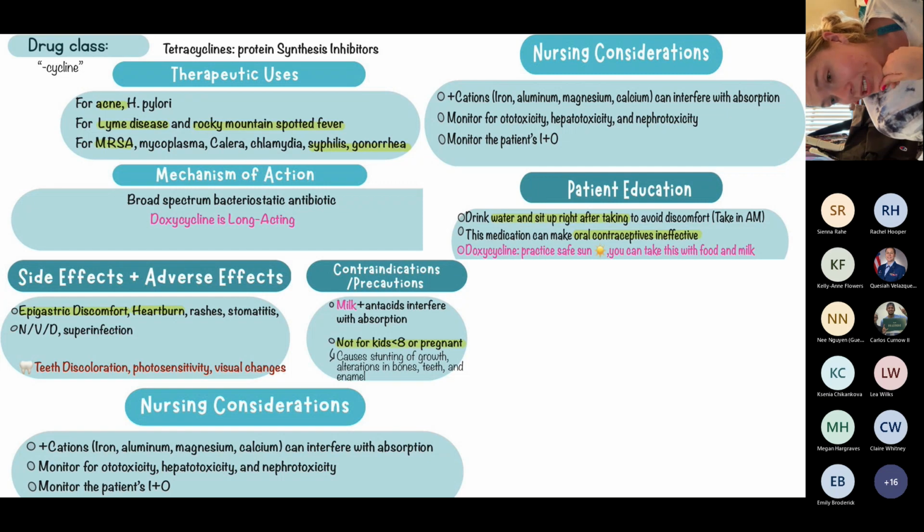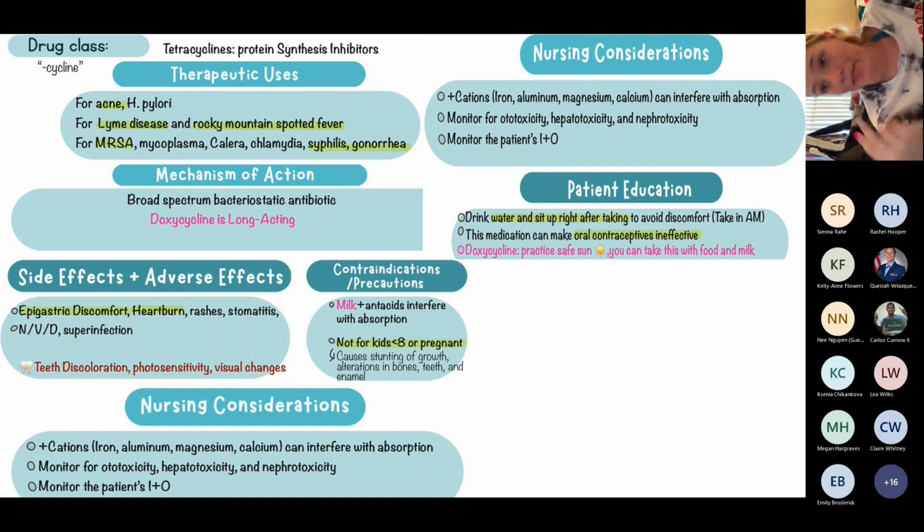But doxycycline is more commonly used, and it's a lot safer of the tetracycline group, and you can take that with food and milk, just in case you were wondering. But with our tetracyclines, after they take this, they need to remain upright. If they don't remain upright, it can actually dissolve in the esophagus and cause a lot of damage. Because again, it's a very harsh drug.